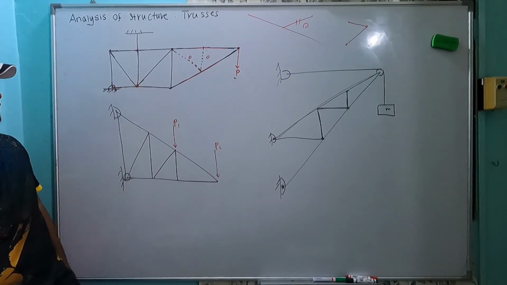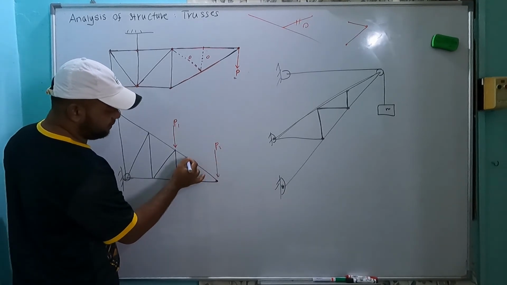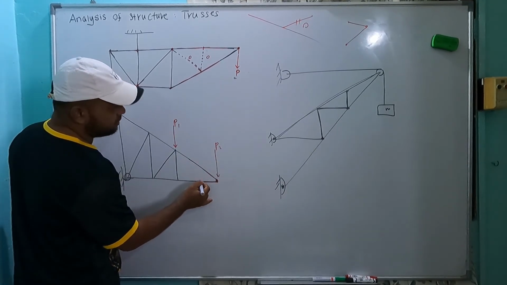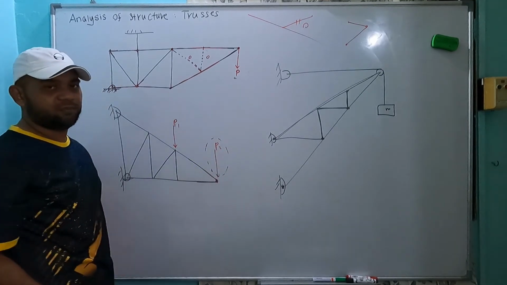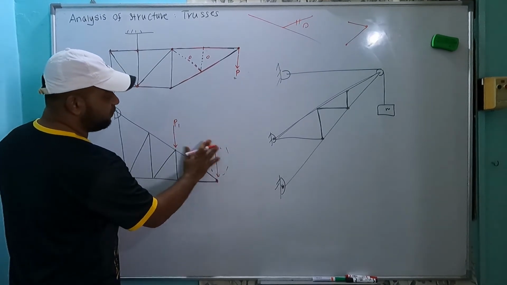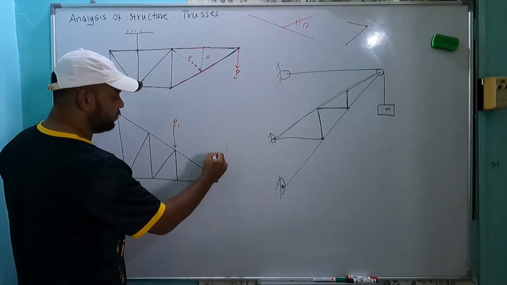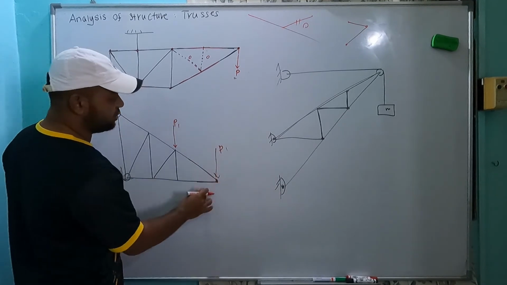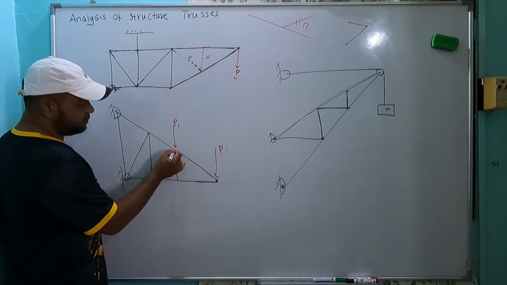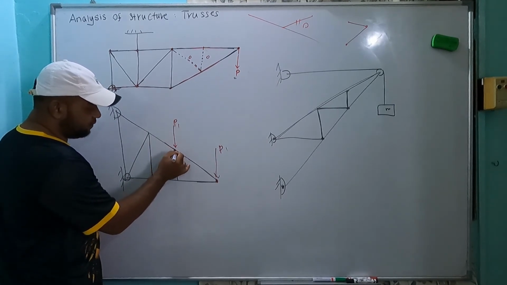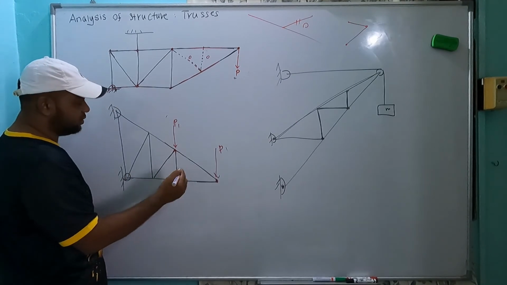Looking at this end, we have another force. This part can be zero, but because of this force, this one cannot be 0. If there is no force P2, this is 0. But in this case, we have the force P, so this is not 0. Looking at this part, we have 1, 2, 3, 4, and 5 from here, so no question on that, not a zero force member.